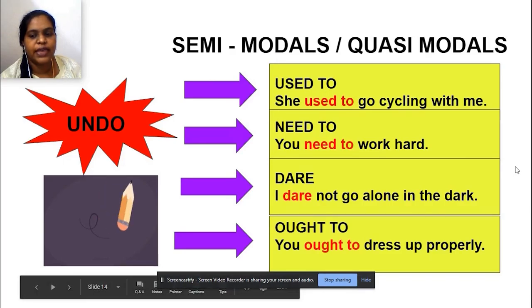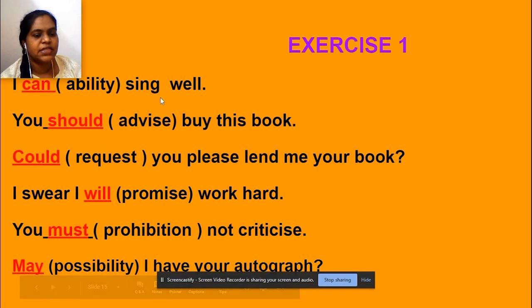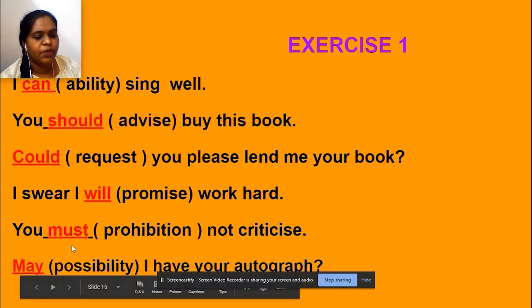Now let's look at the exercises. I can sing well. You should buy this book. Could you please lend me your book? I swear I will work hard. You must not criticize. May I have your autograph?